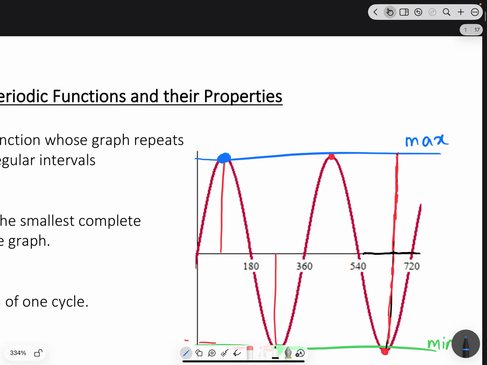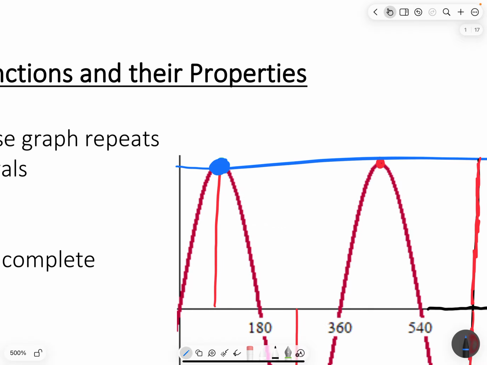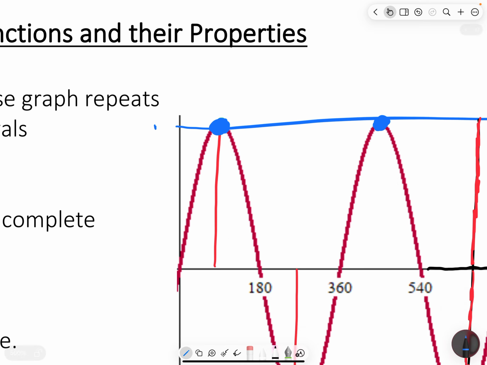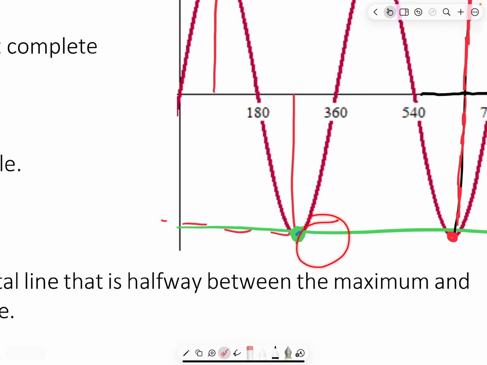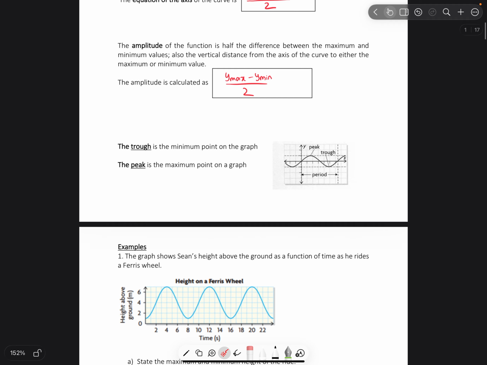So the blue point here, you could see wherever this peaks up, right? Wherever this peaks up, this would be your maximum value. And wherever it goes down but comes back up, that's going to be your minimum value, which is right here. Now we can go down here.